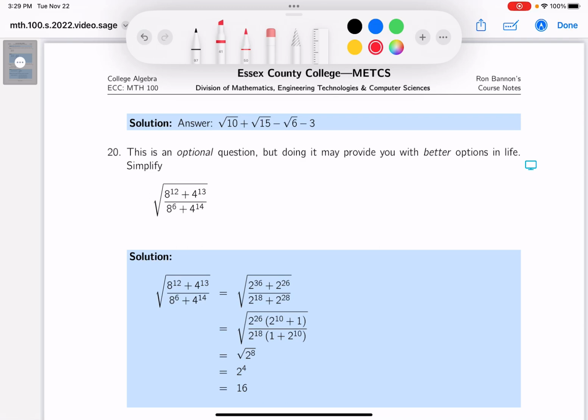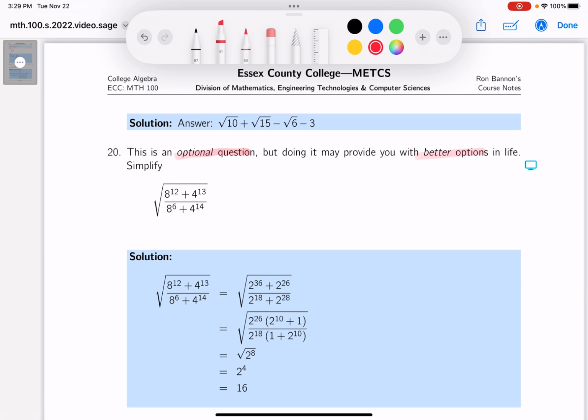Okay, this is an optional question. We always say if you take an option, you're going to get better options in life, by the way. And really, I encourage that. I do want to point out this kind of question would never, ever appear on an Essex County College exam. The kind of question you're going to get are the ones that precede this one. So this is optional, and it's for those students that are wishing to develop better skills in math.